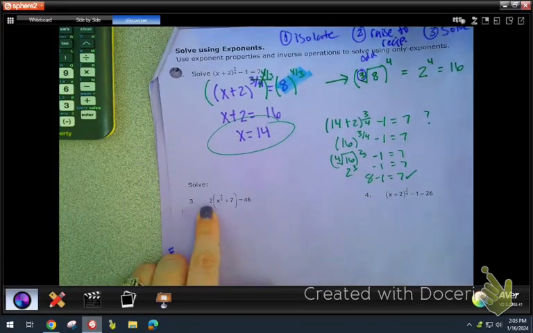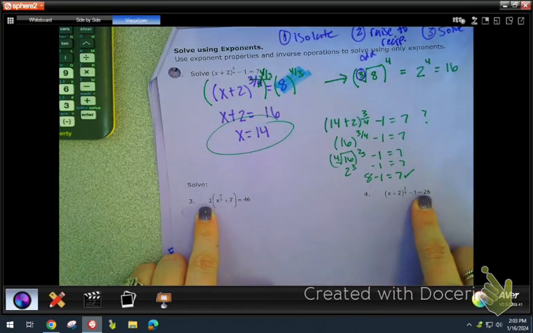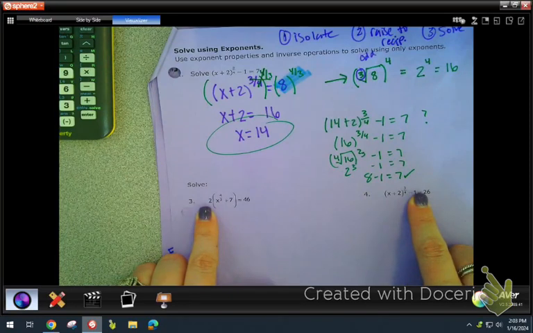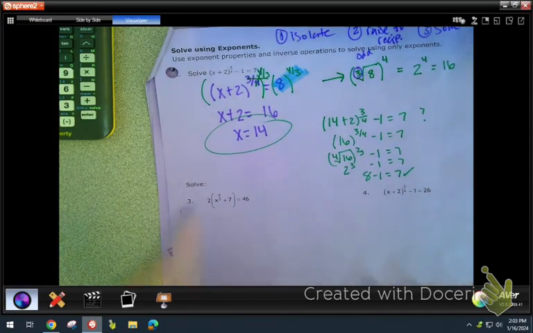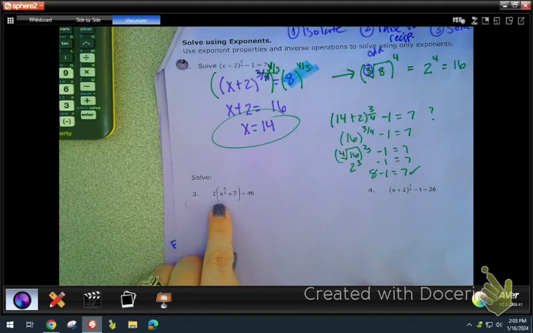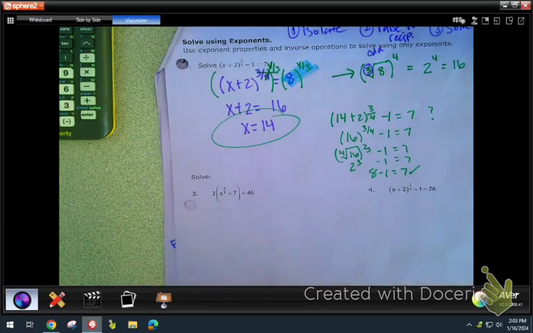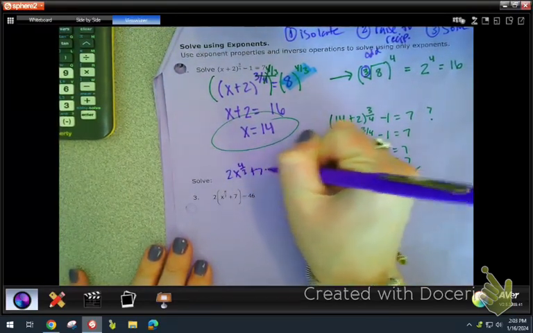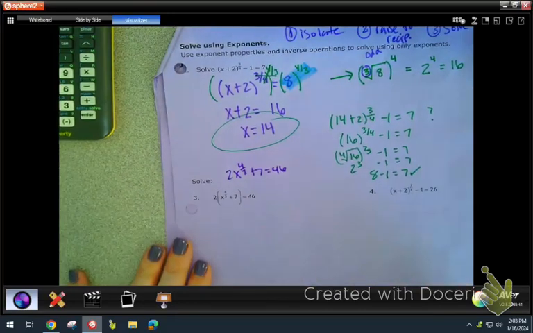For number 3, I'll work number 4 for the answer key, but are y'all okay to skip that for time now? Because it's seriously almost the exact same problem as this. I want y'all to try number 3 on your own, but let's talk about steps. What is your first step based on how it's written right there? Divide by 2. Now, what if it was written like this: 2x to the 4 over 3 plus 7? What would be your first step here? Minus 7.